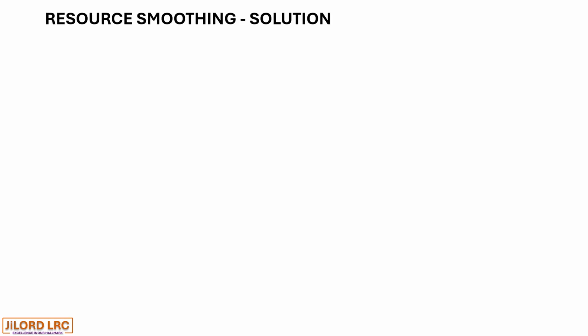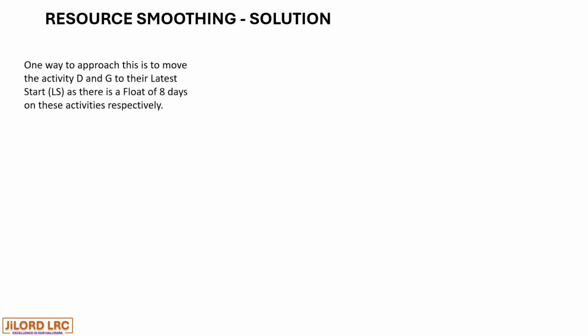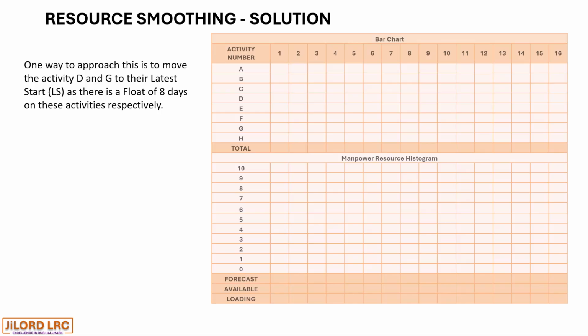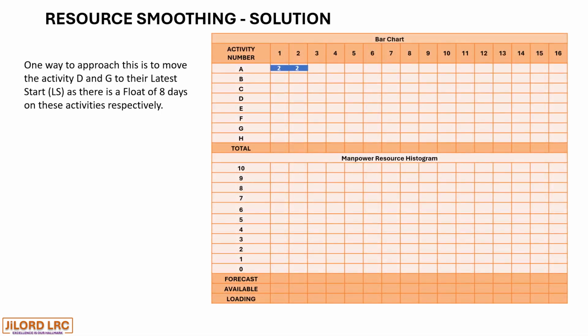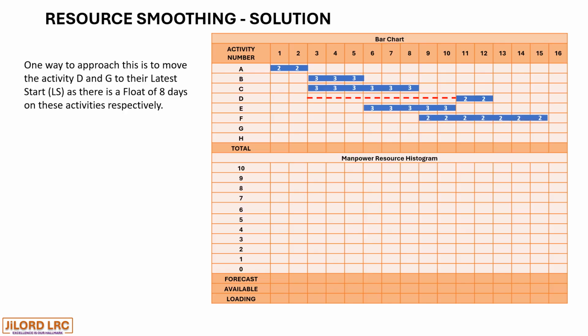Let's look at how to smoothen this histogram. One way to approach this is to move the activity D and G to their latest start, as there is a float of 8 days on these activities respectively. So we have our chart and we have the movements of activity D and G by 8 days float, as we did in the earlier example.